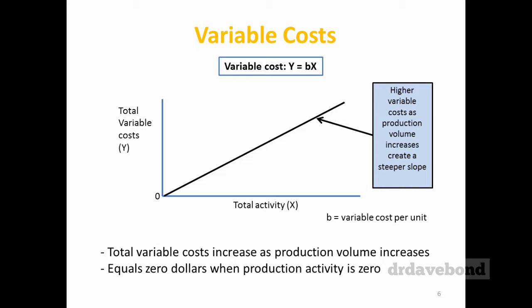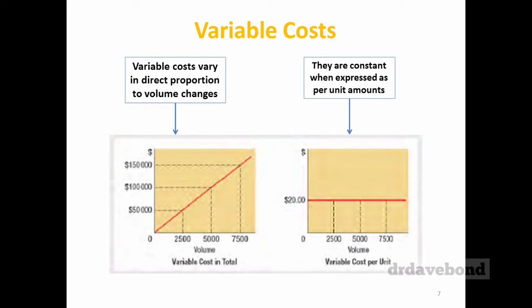The higher that is, the steeper the slope, the quicker costs go up. Variable costs vary in direct proportion to changes in volume. So the more you make, the more it costs, or the more you sell, or the more people turn up, whatever it is. The variable cost per unit, when it's expressed as the change in rate, doesn't change. That change in rate is fixed at $20 per unit.